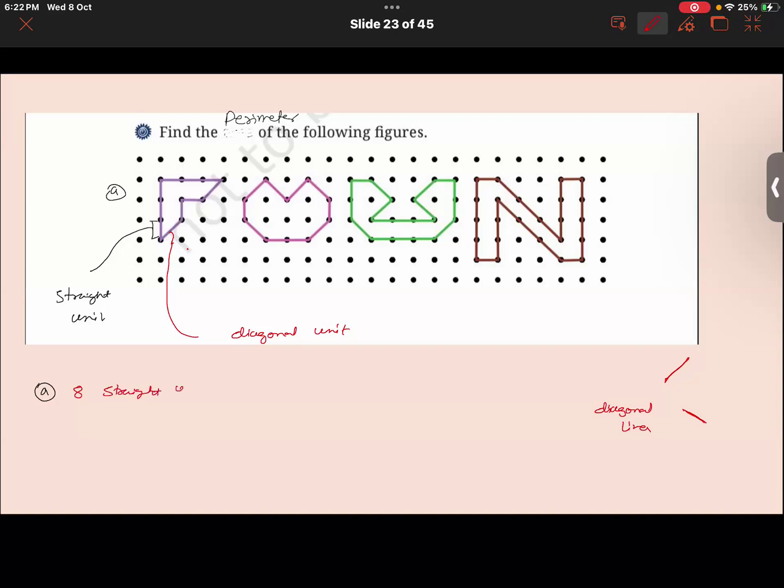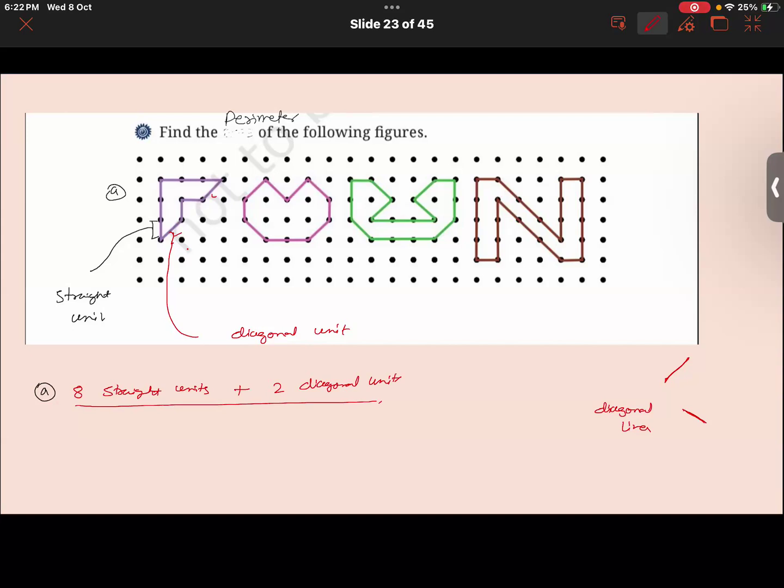8 straight units. Plus how many diagonal units are there? 1 and 2 right now. So that is 2 diagonal units. So that is the required perimeter of figure number A. Understood that? Okay.